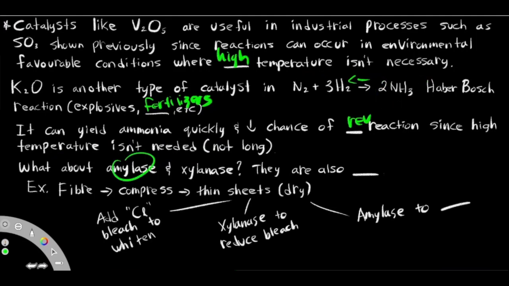Next, we have amylase and xylanase. They are also enzymes, so they are a form of a catalyst. Now, when we get fibers of a plant, compress it, and sheet dry it, we have to add chlorine bleach in order to whiten it, to make the paper white. We also use xylanase, which reduces the amount of bleach, so there's less chemical contamination. And we use amylase in order to help strengthen the paper.